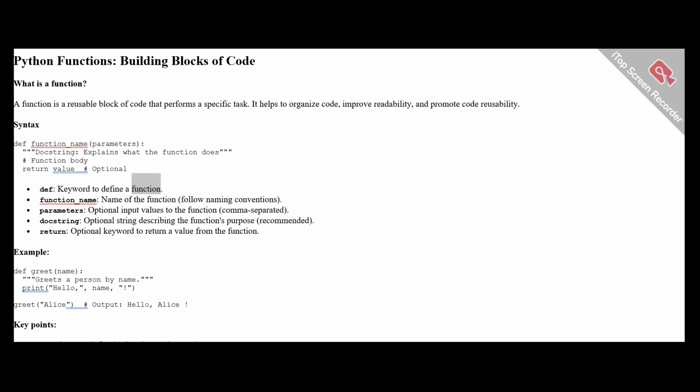def, keyword to define a function. function_name, name of the function, follow naming conventions. Parameters, optional input values to the function, comma separated. Docstring, optional string describing the function's purpose, recommended. Return, optional keyword to return a value from the function.